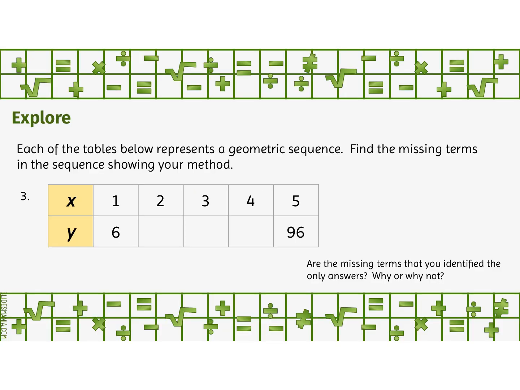number 3. All right, so here's number 3. Figure it out. We are still on page 83. Find the missing pieces and then come back to me.